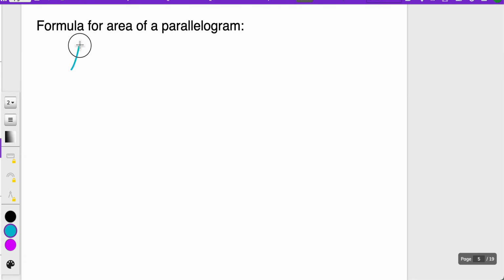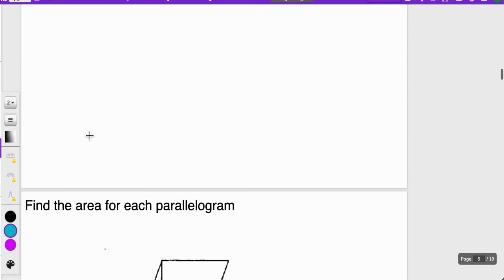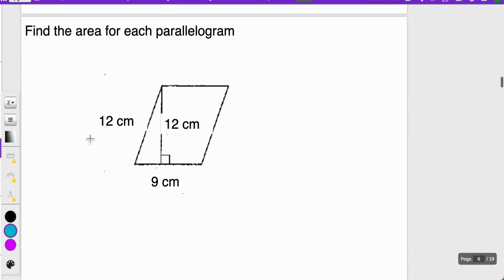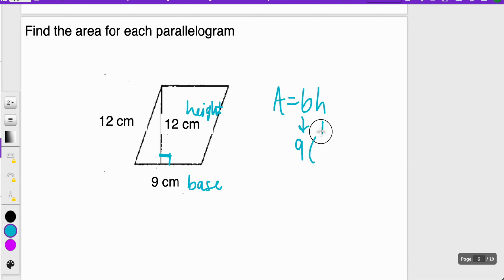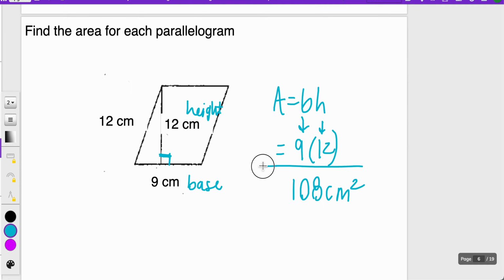So the formula for area of parallelogram, as we saw, is base times height, and we can use that throughout our time today. So here we're looking at our base and our height, and typically when you're given a parallelogram, your base and your height is always going to be touching the right angle. So here's your base, and this is your height. So you would be taking your formula and plugging in the base, 9, and height, 12, and just multiplying. 9 times 12 is 108, so I'm going to get 108 centimeters squared.